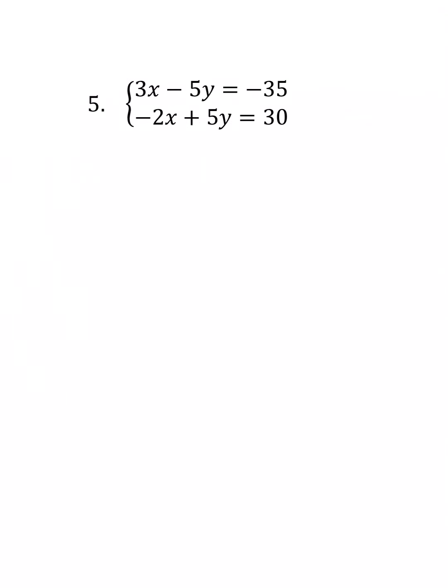Okay, so first thing I'm going to look for, does every letter have a number by it? And when I look, yep, they do. Okay, so the next step is rewriting them so we can eliminate something. So I'm going to say 3x minus 5y equals negative 35. Okay, and I'm going to put my line right here, and then right under it, negative 2x plus 5y equals 30.